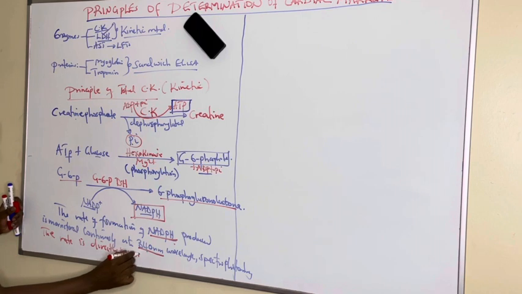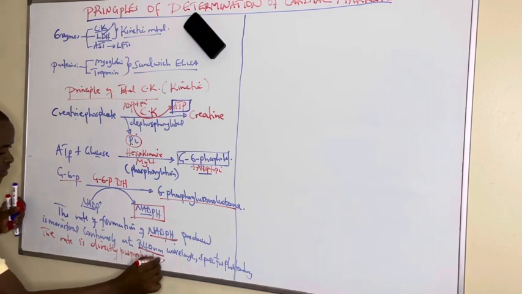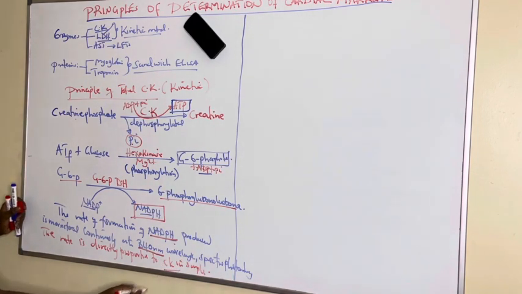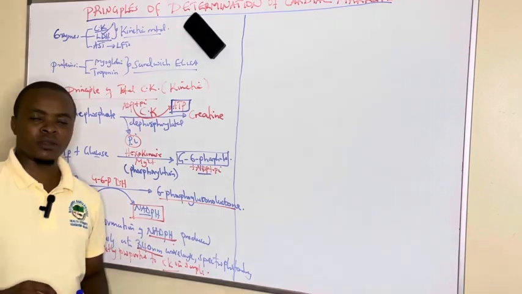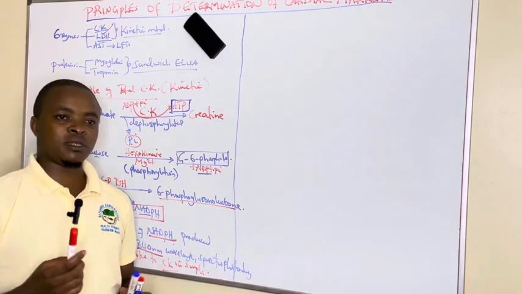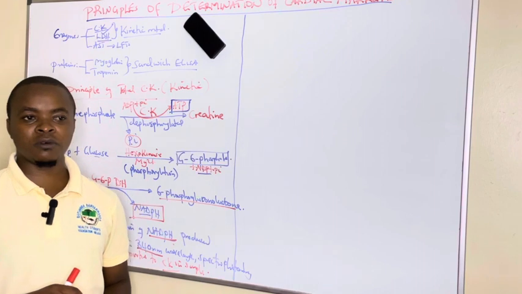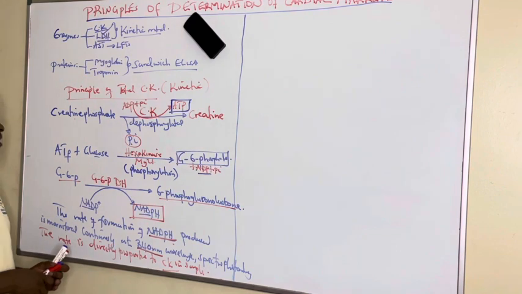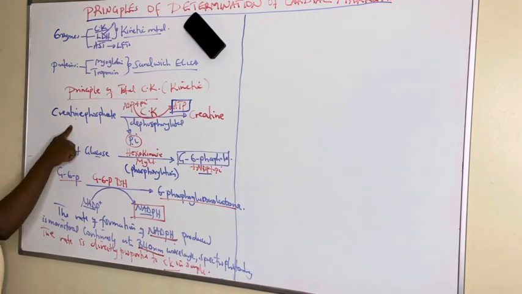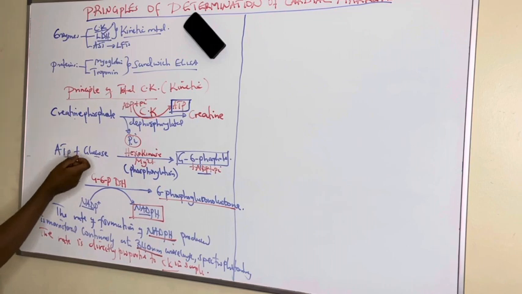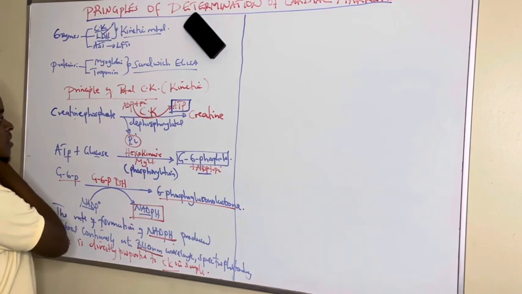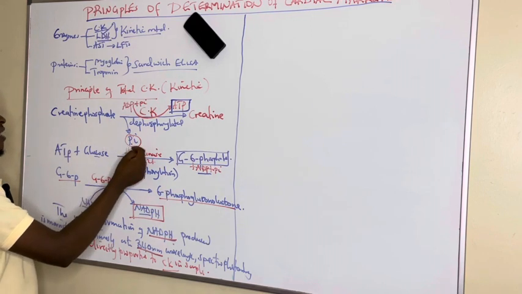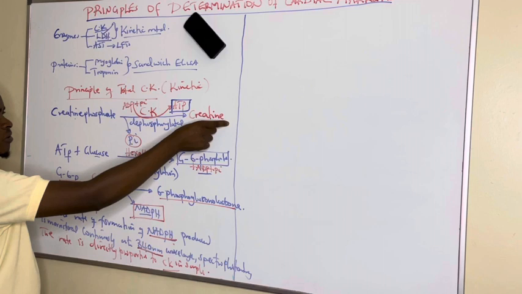The rate is directly proportional to the amount of creatine kinase in the sample. So this is the principle we can use to determine total creatine kinase in the sample in case we are suspecting myocardial infarction. The reagent contains creatine phosphate, which is dephosphorylated by removing an inorganic phosphate in the presence of creatine kinase to form creatine, with the production of ATP.